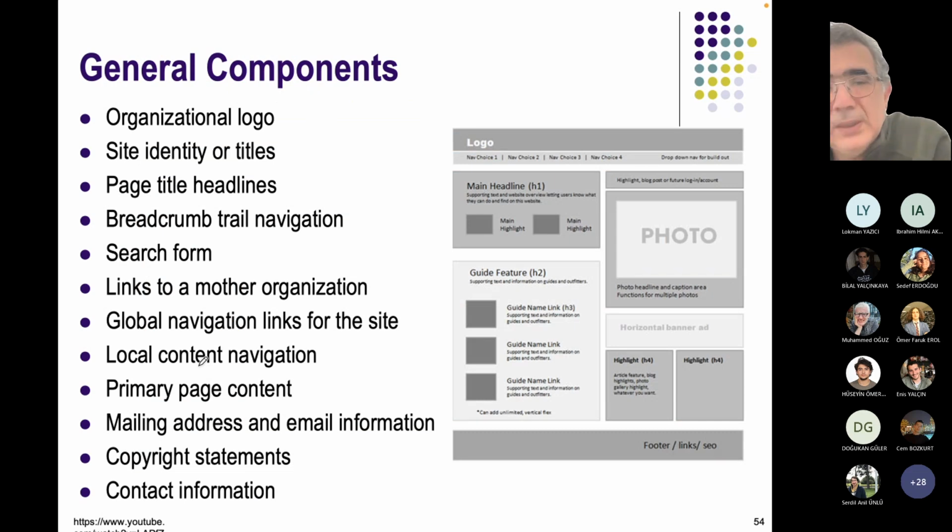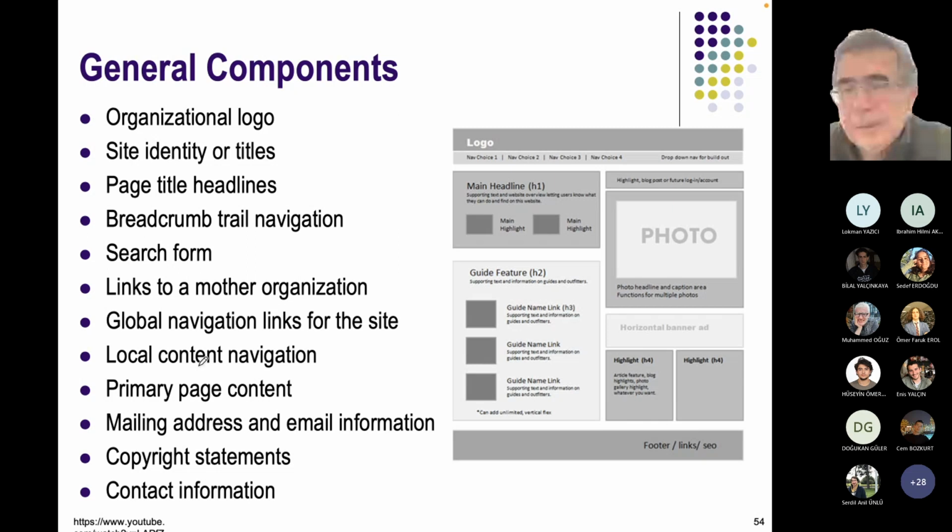Generally, in the design, we need to consider the logo, identity of the titles, page title, breadcrumb, navigation, search form, links to the mother organization if there is any, global navigation links at the top, usually local navigation, primary page content, connection information, mailing address and email information, telephone numbers, copyright statements and contact information, etc. So they all should exist.